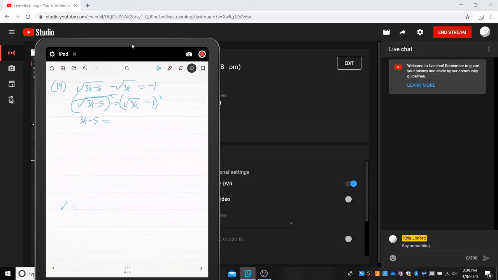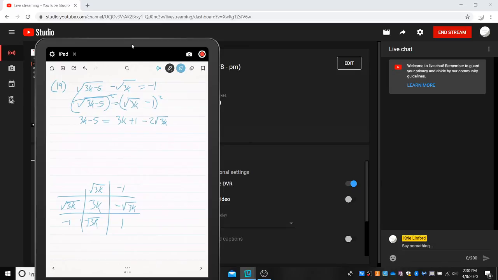We have root 3k and negative 1, and I've got to multiply that by root 3k and a negative 1. Root 3k times root 3k is 3k. Negative 1 times negative 1 is positive 1. This is just the negative root 3k and negative root 3k. So what do we have here? We've got a 3k plus a 1, and then two negative root 3k's, so that's minus 2 root 3k.